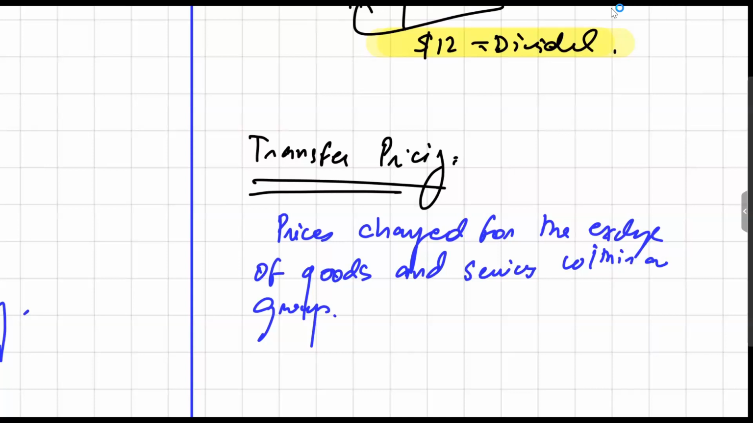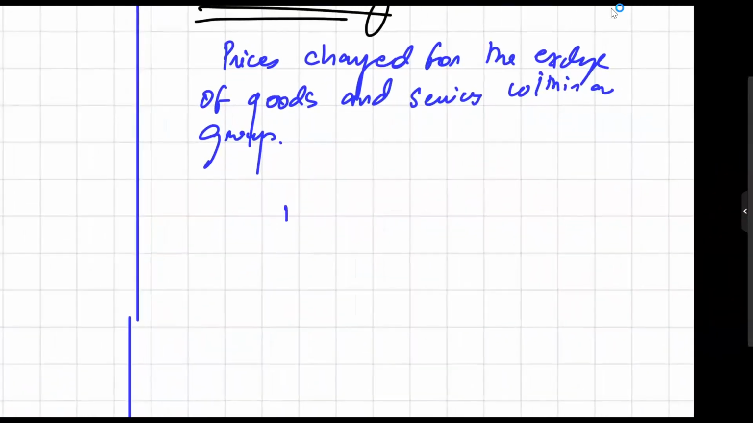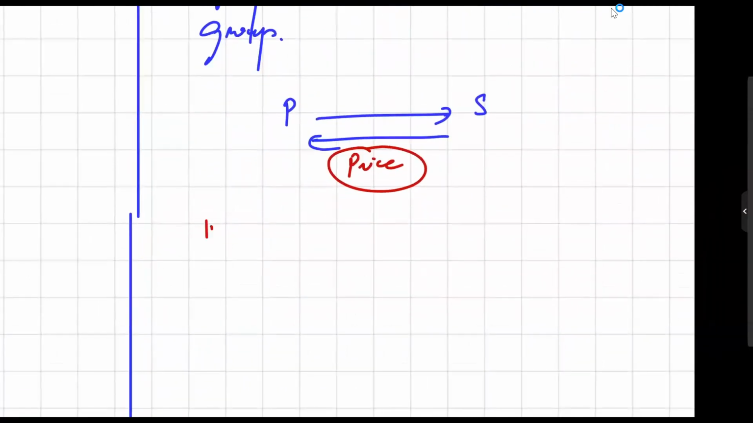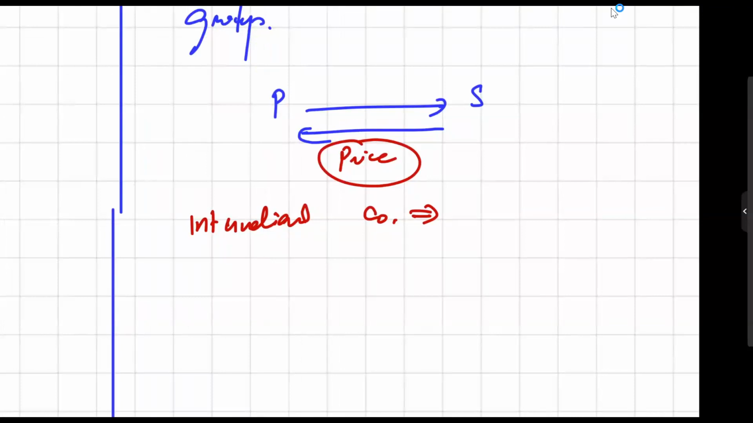Generally, if this is the parent entity and this is the subsidiary, whatever price is charged for the goods transferred between the parent and the subsidiary is going to be considered a transfer price. When we talk about international companies, they have presence in multiple geographical locations: location A, location B, location C.